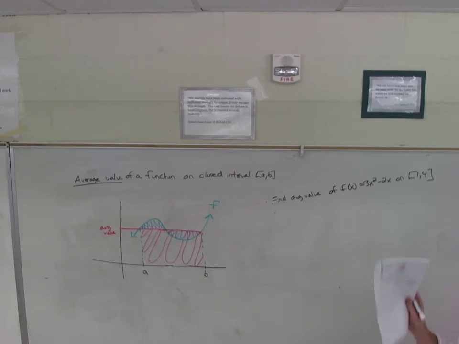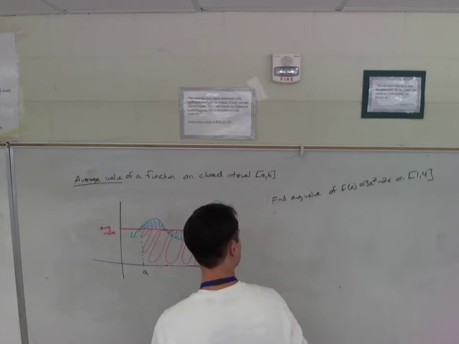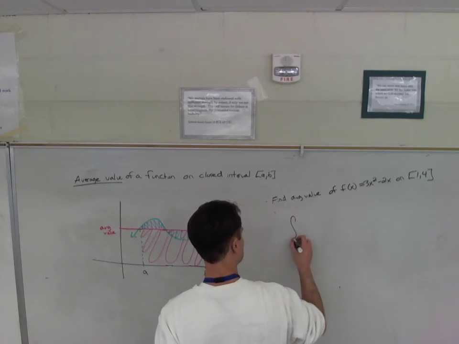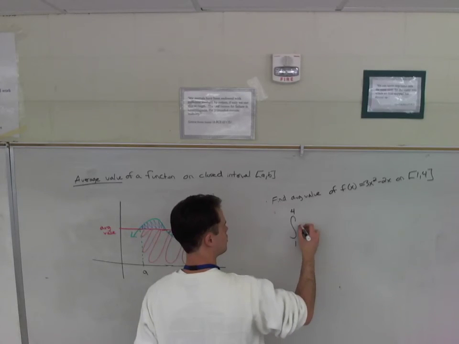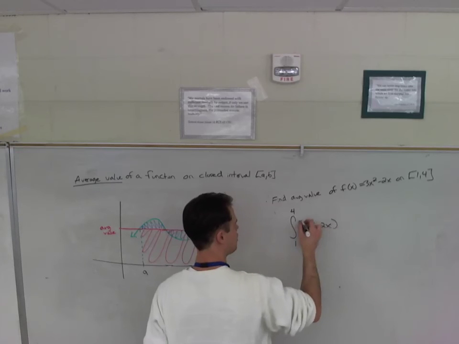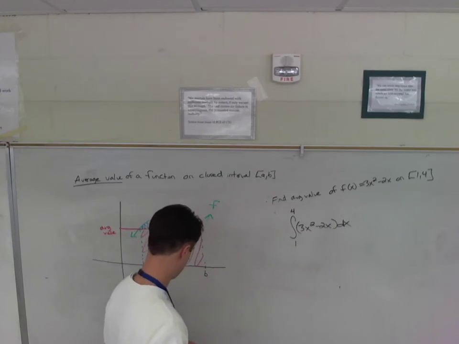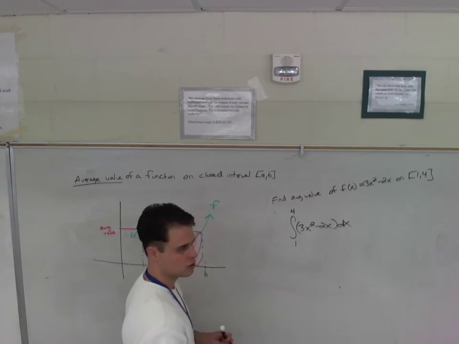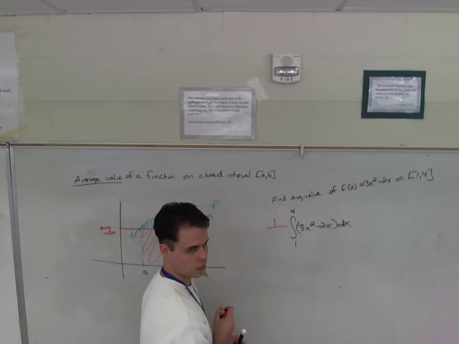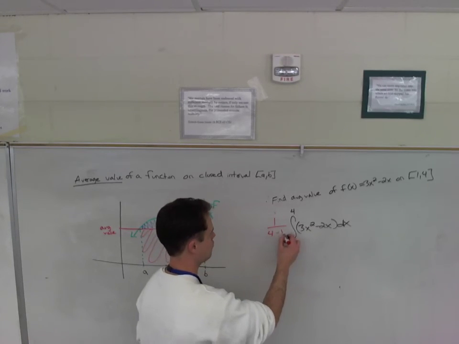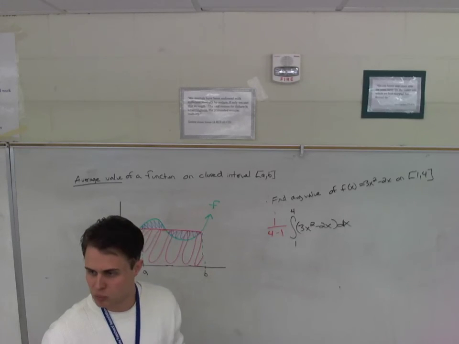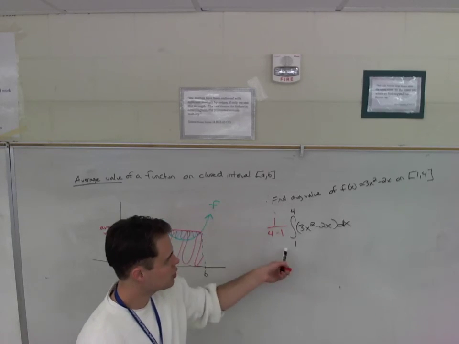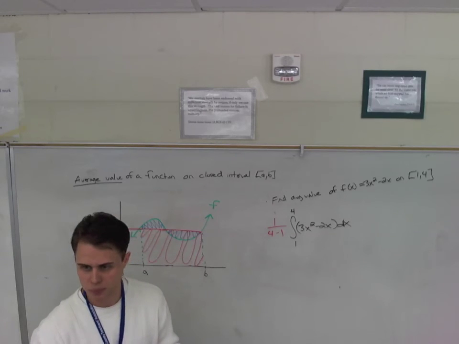So let's say we have that parabola. We want to find, on average, how high is it between 1 and 4? So 1 over 4 minus 1, which is 3, times the integral from 1 to 4 of f of x. Put f of x in there, and when you're all done, divide by 3. You can put it in front, or just divide by 3 at the end. That's fine.